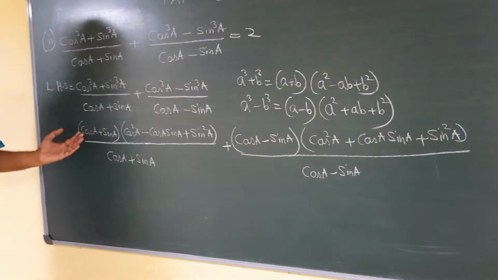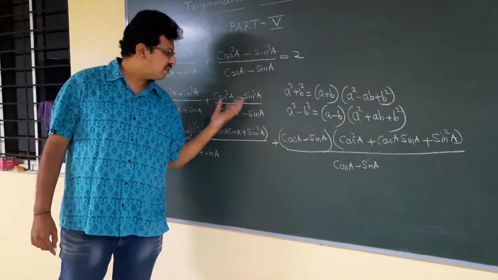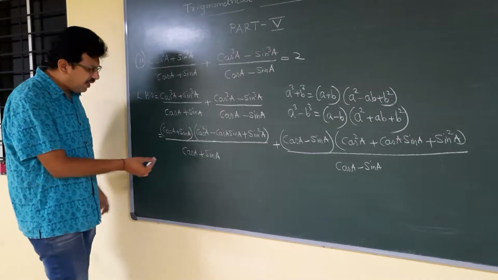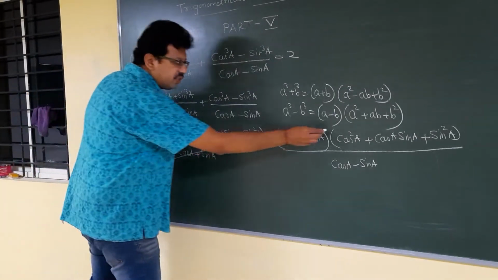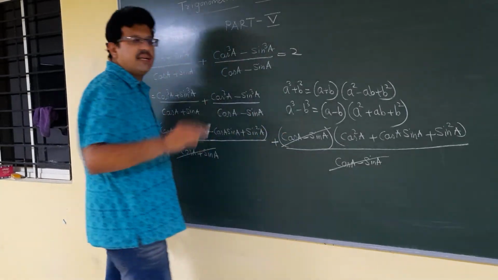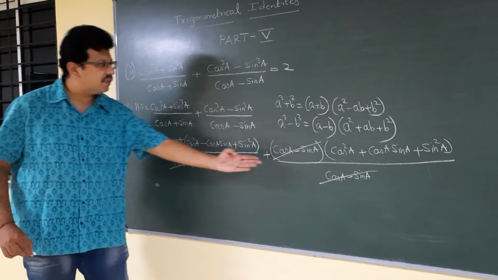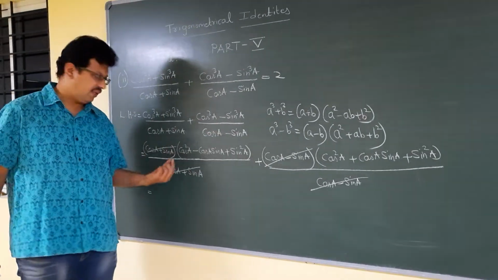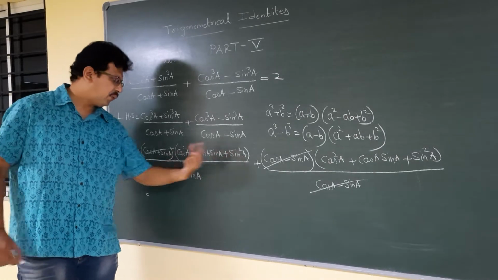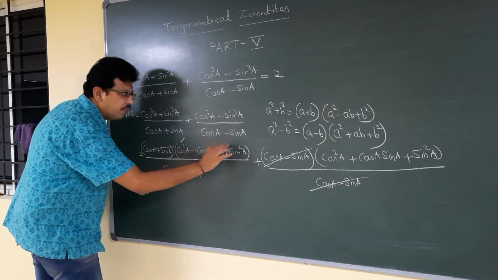So we have used that a cube plus b cube and a cube minus b cube for these terms, and you can see directly we can cancel off cos A plus sin A, and cos A minus sin A will get cancelled. So there will be no denominators here. You can just see, all of you, that there will be no denominators. Only the numerator part is there: cos square A plus sin square A. I just put a tick for you people to understand.